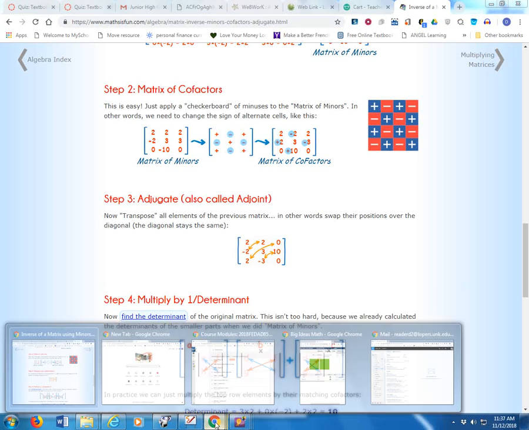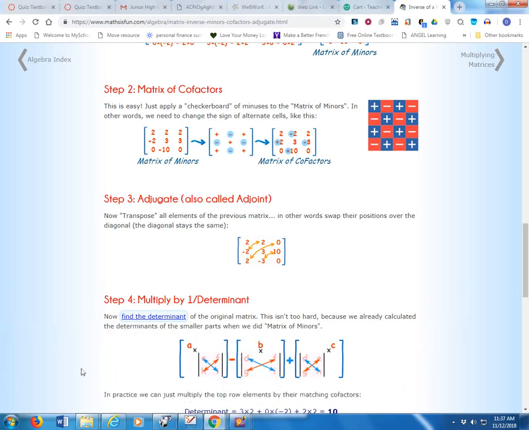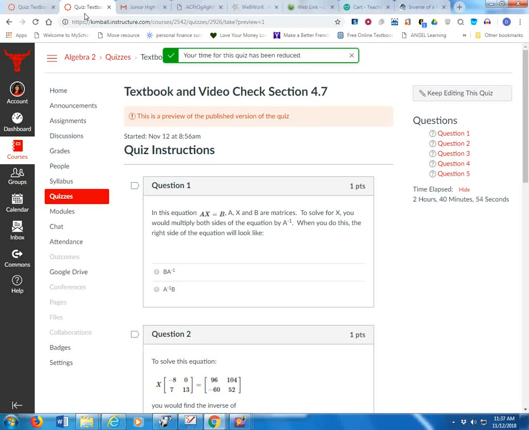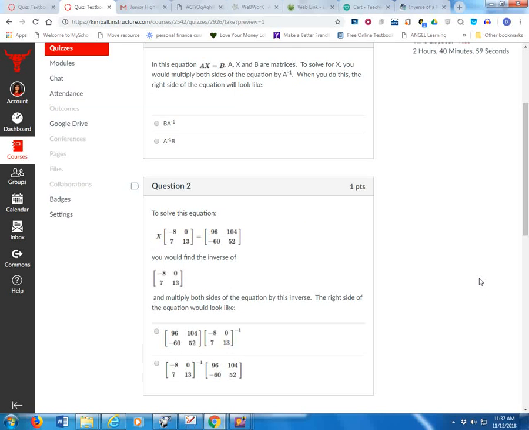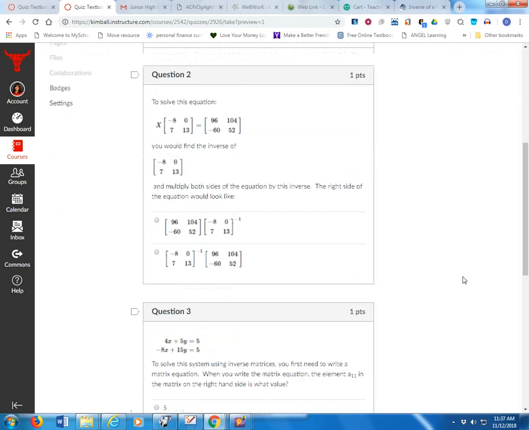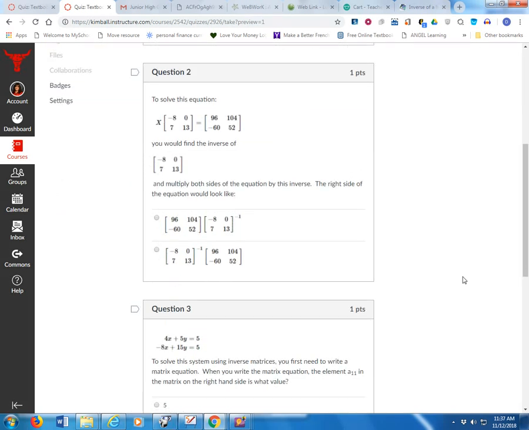Going through the textbook check real quick, for those of you who are interested in the answers. In this equation, A, which is a matrix, times x equals b. To solve for x, you'd multiply both sides of the equation by A to the negative 1. When you do this, the right side of the equation would be the second one. It has to be A to the negative 1 on the left side of b, not the right. Order matters. To solve this equation, number 2, you'd find the inverse of this matrix. And do you see how that matrix is on the right of x? So it must be on the right of the 96. So it would be the first one.